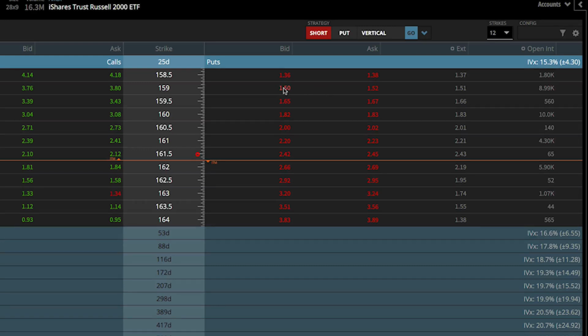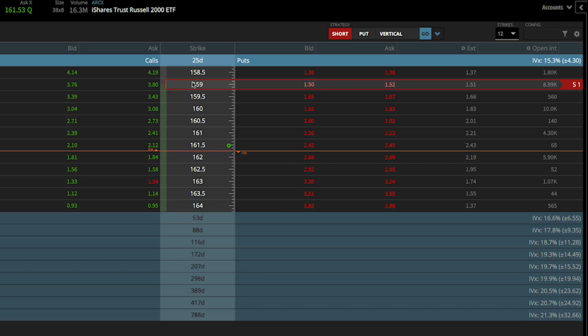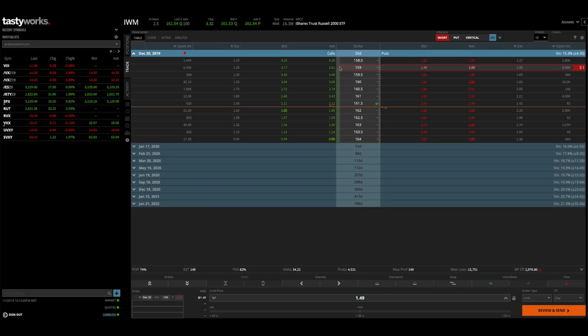So to initiate a sell order, I'm going to click on the bid price for the 159 put, and this puts a red box around the contract, and on the right hand side it says S1, and this is indicating to me that I am looking at selling one of these 159 put options that expire in 25 days, and this put option is on IWM, which is the Russell 2000 ETF.